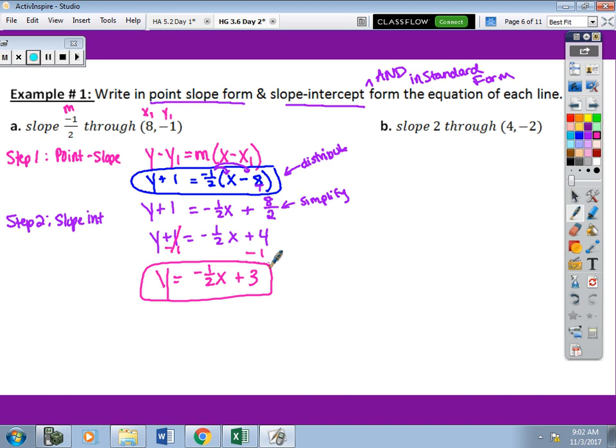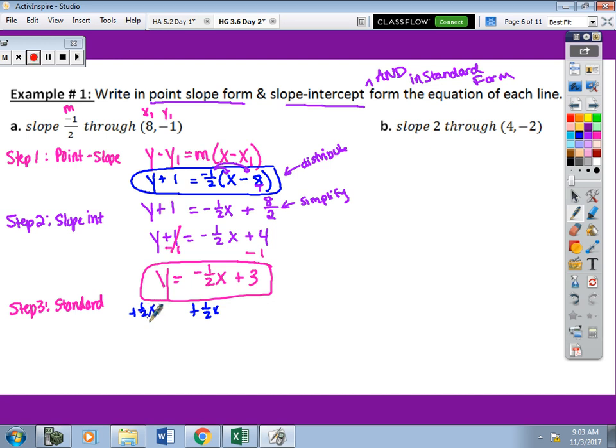And then I added in that we also want to put it in standard form. Now remember, standard form is ax plus by equals c. So how can I rearrange this equation to get the x on the other side? Joseph? Good, you just look at the symbol here. This is a negative, the inverse is a positive. So we're going to add 1/2 x to both sides.